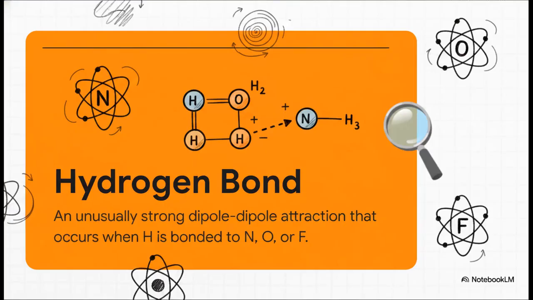So what is a hydrogen bond? You can think of it as a dipole-dipole force that's been hitting the gym. It's an incredibly strong version that only happens under a very specific condition, when a hydrogen atom is directly bonded to one of three very greedy elements, nitrogen, oxygen, or fluorine. Just remember, hydrogen is having FON, FON. And you'll know when to look for it.